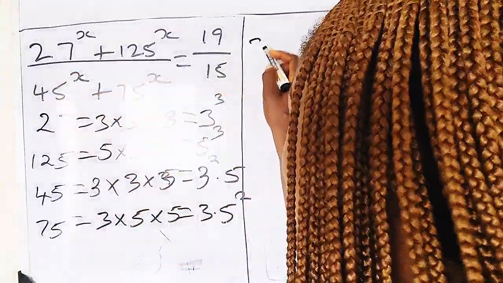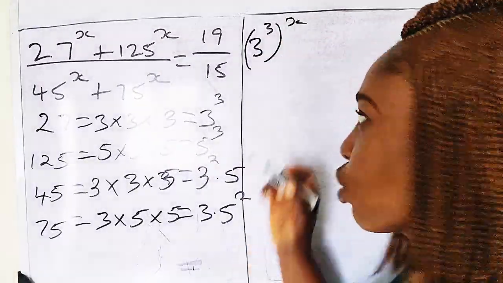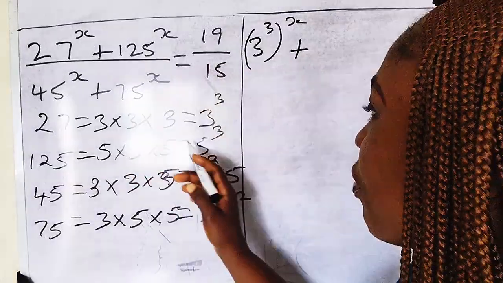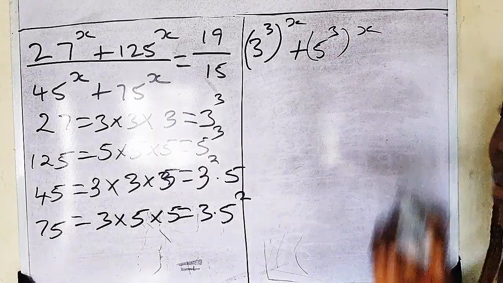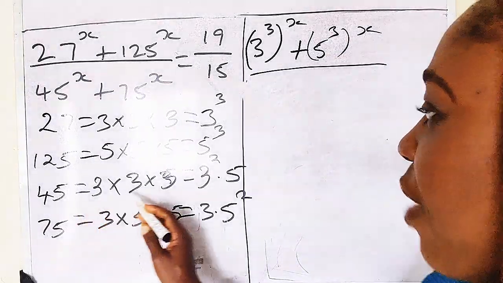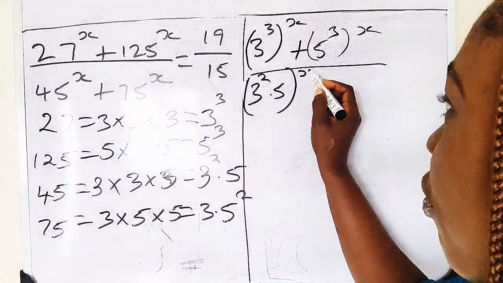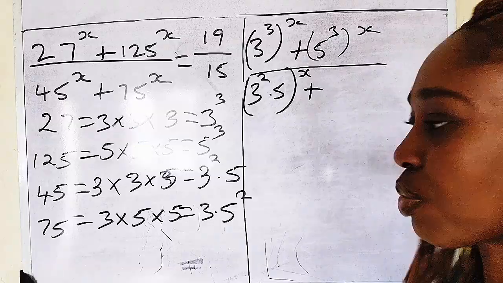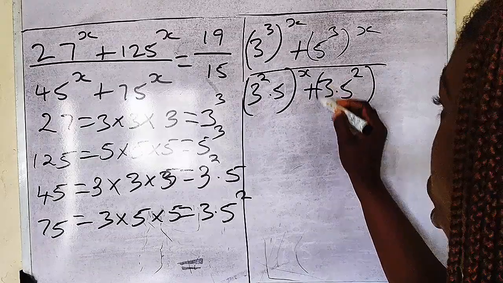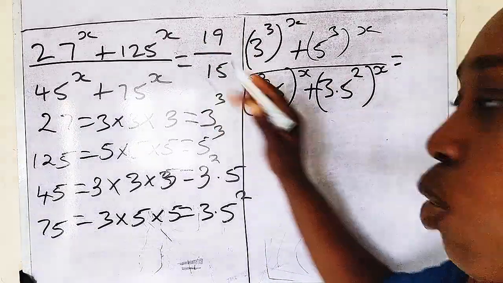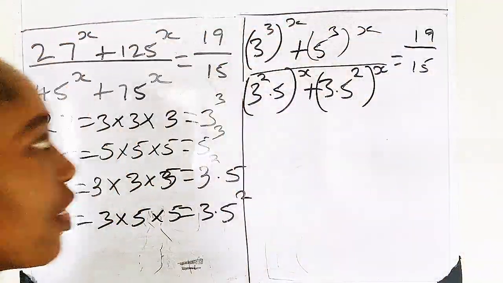So we have here 3 to the power 3, bracket x, plus 125 is 5 power 3, bracket x, all over 45 is 3 power 2 times 5, all to the power of x, plus 75 is 3 times 5 power 2, all to the power of x, and they are still equal to 19 over 15.